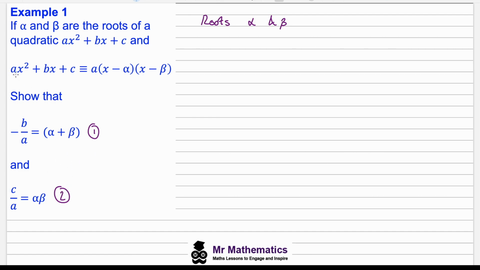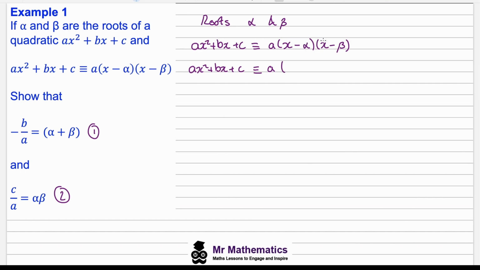Okay, so we have this general quadratic given here, where we have ax squared plus bx plus c, and we're told that this is identical to a multiplied by x minus its first root, alpha, multiplied by x minus its second root, beta. So if we're given that these two sides are identical, then we can expand out this right-hand side. So we've got ax squared plus bx plus c will be identical to, we'll leave this a here for now, and we'll expand out these brackets.